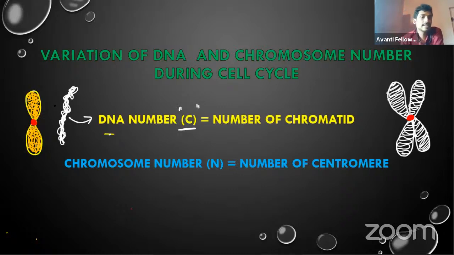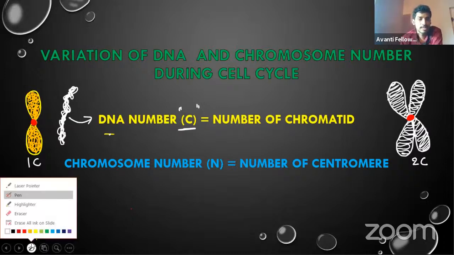So how can I write the chromatid number or DNA number of this particular chromosome? Here the chromatid is single only. Remember, these are arms. These are not separate chromatids. This complete thing is a chromatid, right? So you can call it 1C, okay? As you can see here, this one. So this one I can call 2C, right? Because it has 2 chromatids.